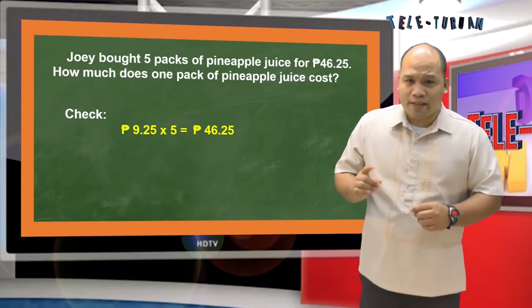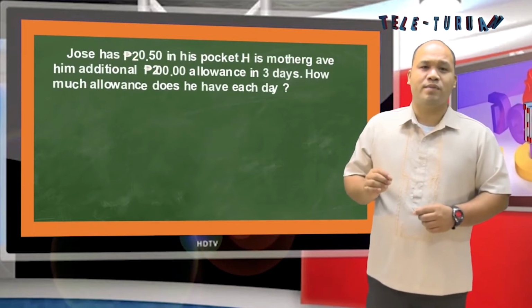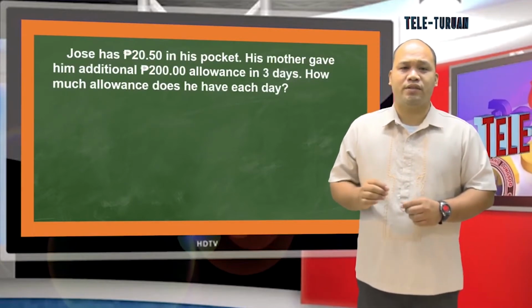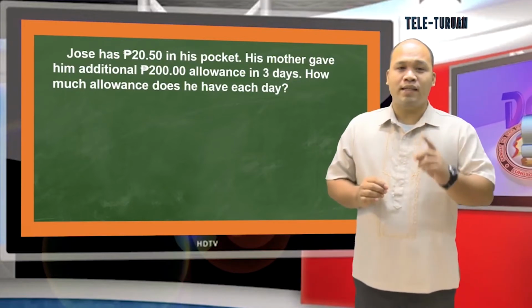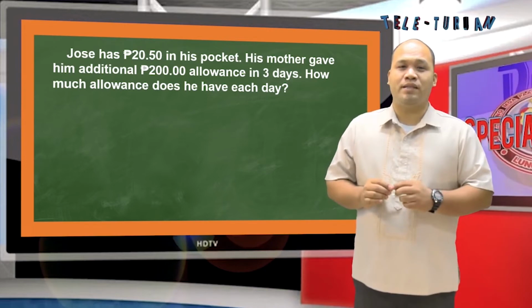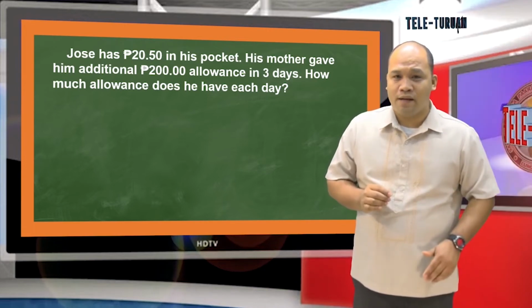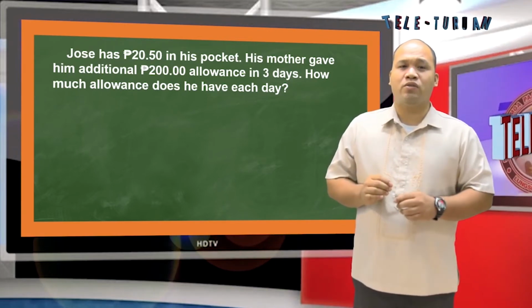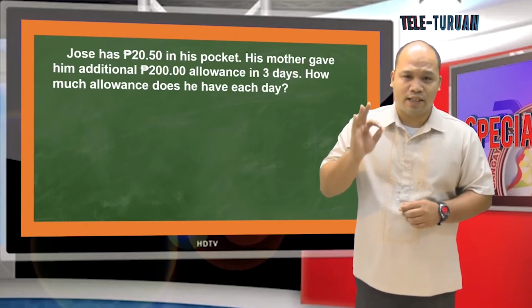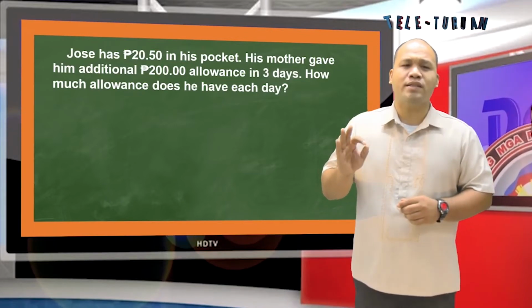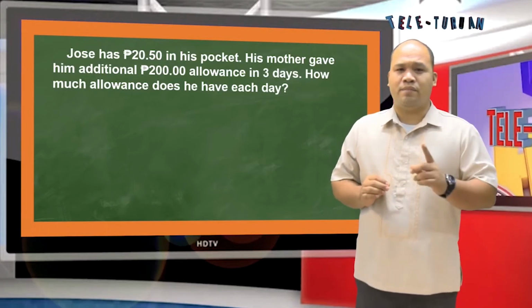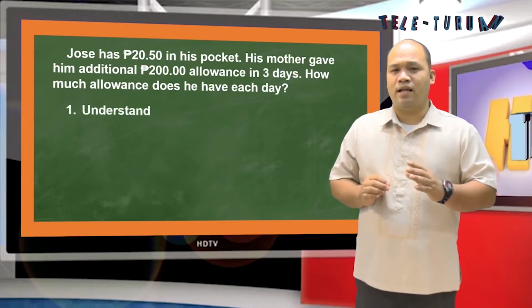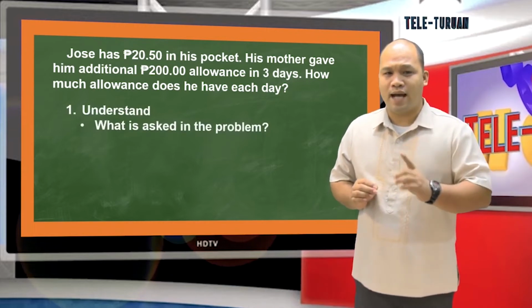Let's try to solve another problem in division of decimals including other operations. Let us analyze problem number 2. Jose has 20 pesos and 50 centavos in his pocket. His mother gave him an additional 200 pesos allowance for 3 days. How much allowance does he have each day? So the first step is understand. And under understand is what is asked in the problem.